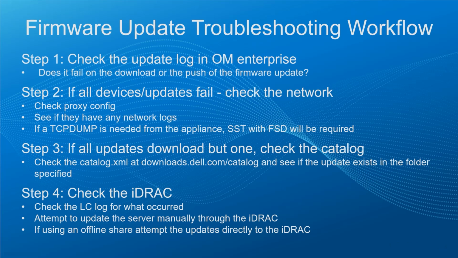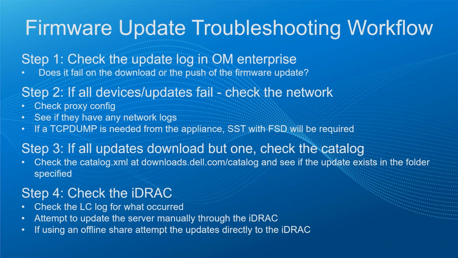Lastly, we'll do a brief cover on firmware update troubleshooting workflow. You can start here if we have issues with the firmware updates. Step 1. Check the update log in OpenManage Enterprise. Does it fail on the download or the push of the firmware update? Step 2. If all devices or updates fail, check the network. You can check the proxy config, see if there are any network logs. If a TCP dump is needed from the appliance, we will need to get an SST and we'll need to enable FSD on the appliance.